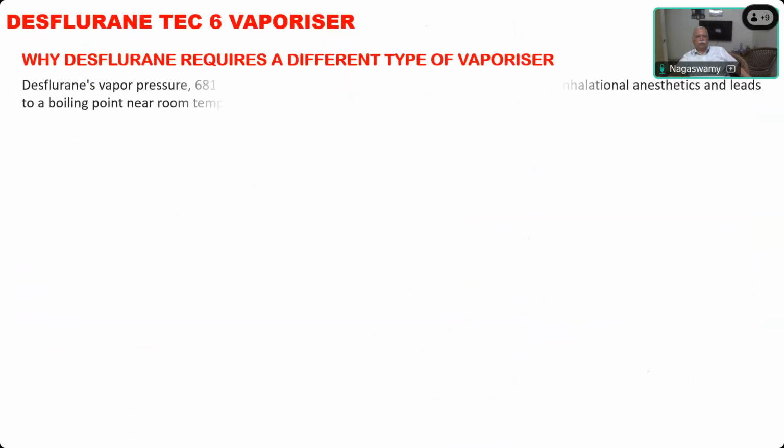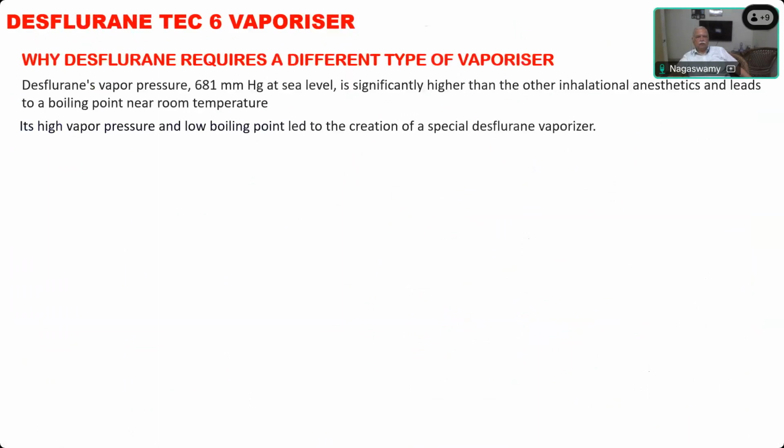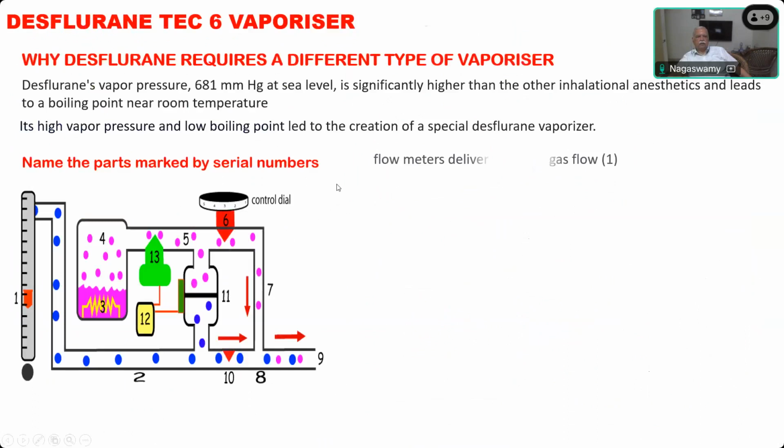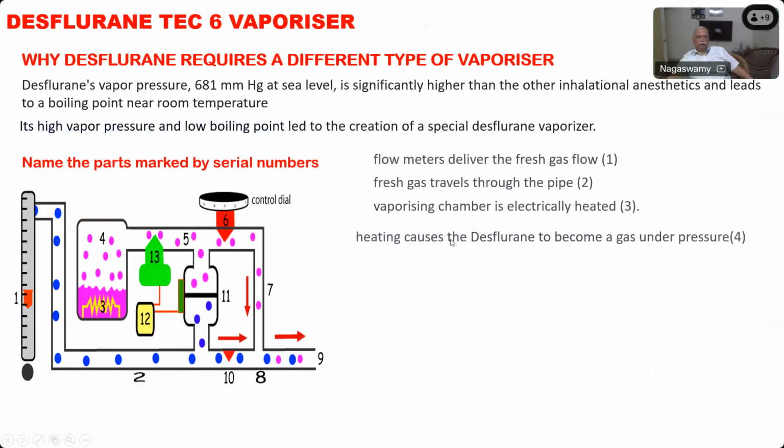So this is the mechanism by which it works. The parts of this are: first is the fresh gas flow tube, and this is the pipe through which all the fresh gas flow goes. And part 3 is the vaporizing chamber. This is heated by electrical energy, and pressurized vapor is created here. Heating causes desflurane to become gas under pressure, and that goes through this chamber and travels down the pipeline separately.